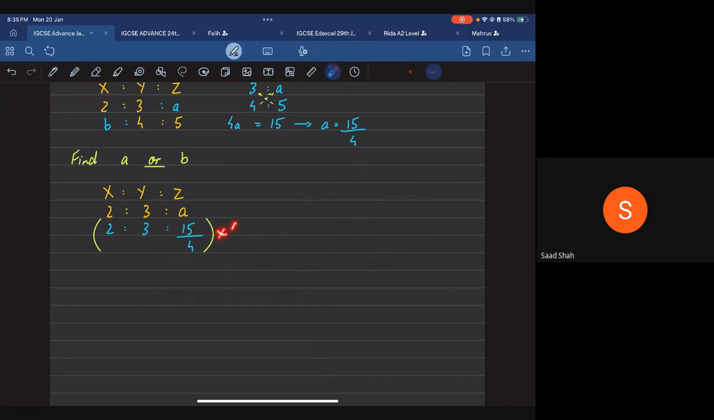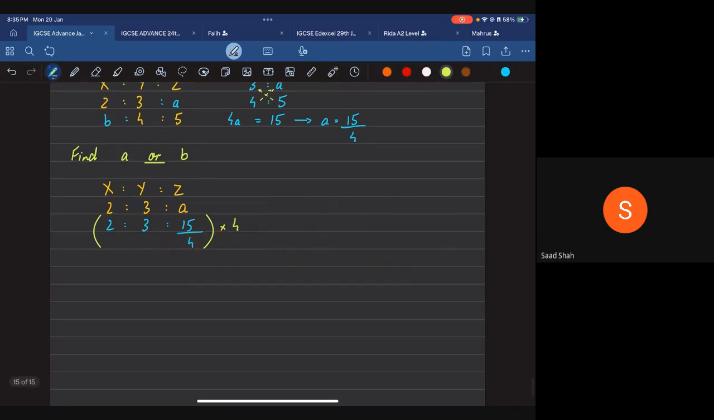So instead of saving that hassle, why don't you multiply with a much smaller number? Let's just say, for example, I multiply with 4. Now, what is going to happen? If I multiply with 4, this 4 and this 4 will cancel out. And then you're going to be left with 2 times 4 is 8, 8, 3 times 4 is 12, and then you'll be left with 15.